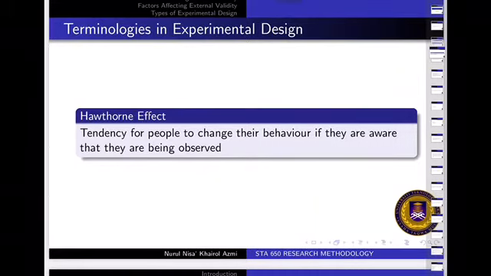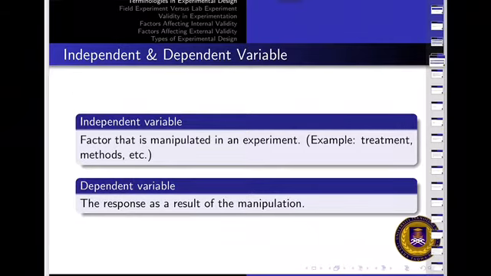Okay, the dependent variable is the response as a result of the manipulation. Katakanlah tadi saya nak buat comparison method of coaching between these two groups. So the output actually is the result lah, or the exam score. So based on the exam score, how does it change with the interference or the factor that is being manipulated. Kadang-kadang it also happens that bila ada interference pun tak ada beza result pun.